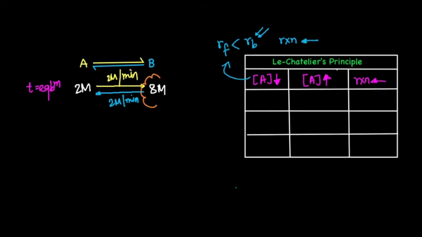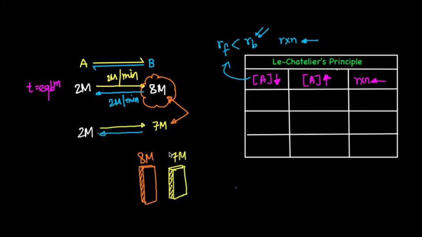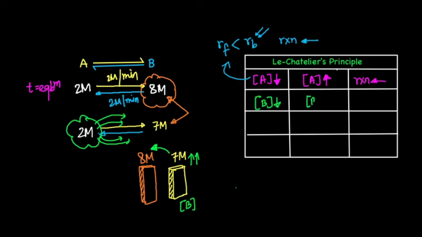Similarly, if we disturb the equilibrium by decreasing the concentration of B from 8 molar to say 7 molar, again the system will want to go towards the original equilibrium. So in this case, concentration of B needs to increase, and this is achieved when the system starts moving to the right. Simply put, if we decrease the concentration of B, then concentration of B needs to increase, and therefore the reaction needs to move to the right.